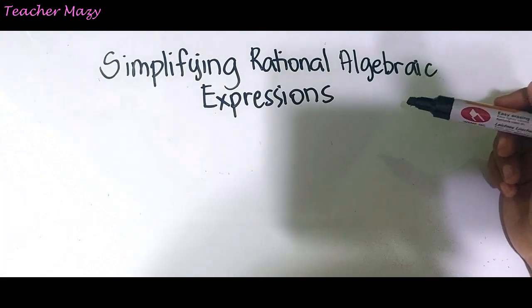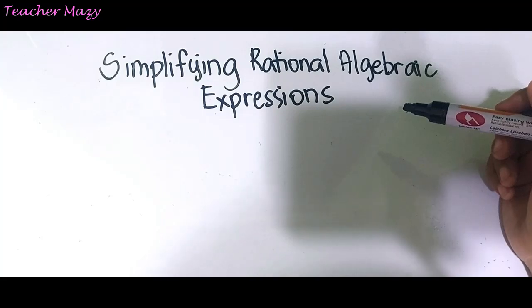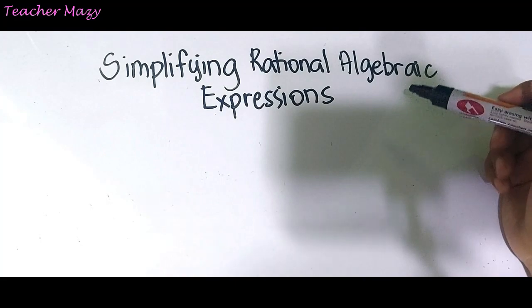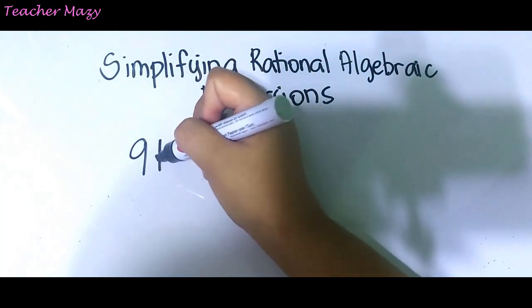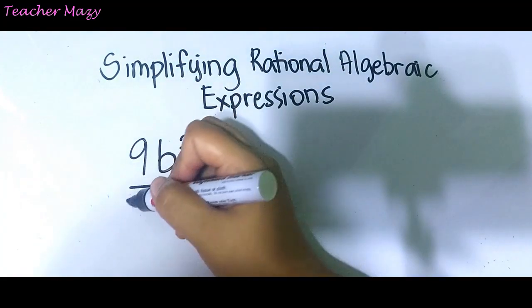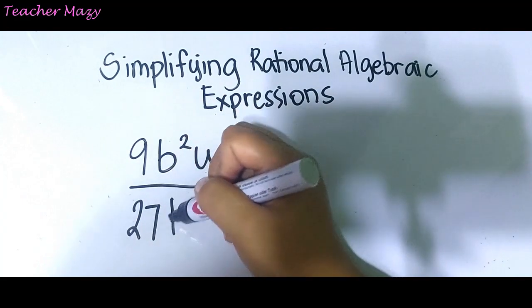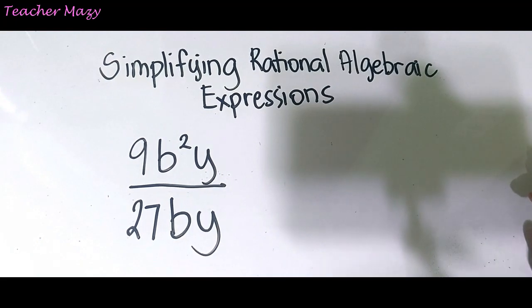So this time it is the ratio of two polynomials. That means it is a combination of numerical coefficients, variables, and constants sometimes. It depends on the given. So let's say we have 9b squared y over 27by. Okay, so let's simplify this rational algebraic expression.